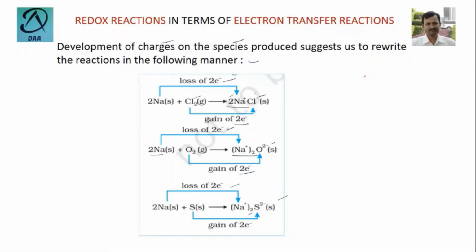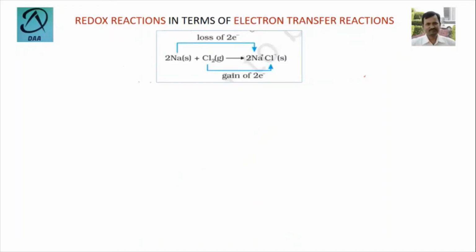So here you can find that for one element there is a loss of electrons and for another element there is a gain of electrons. If we take the first example, that means 2Na plus Cl2 gives 2Na+ Cl-, in this case we clearly know the loss of electrons is happening for sodium and the gain of electrons is for Cl2 gas to form the product Na+ Cl-.